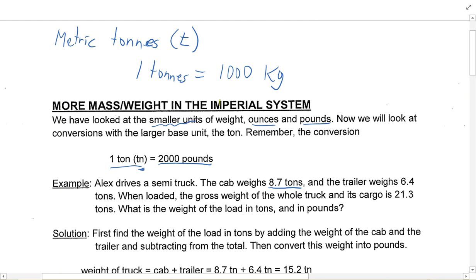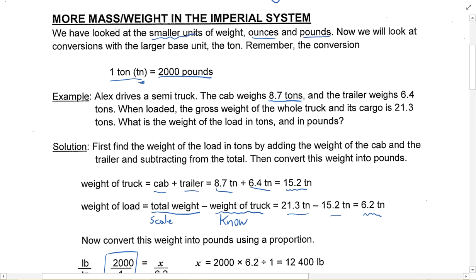The reason we need to know the imperial system is we use this a lot in trucking and hauling, and that's why we're looking at it. Ounces and pounds are for small weights, and we're looking at tons for large weights.